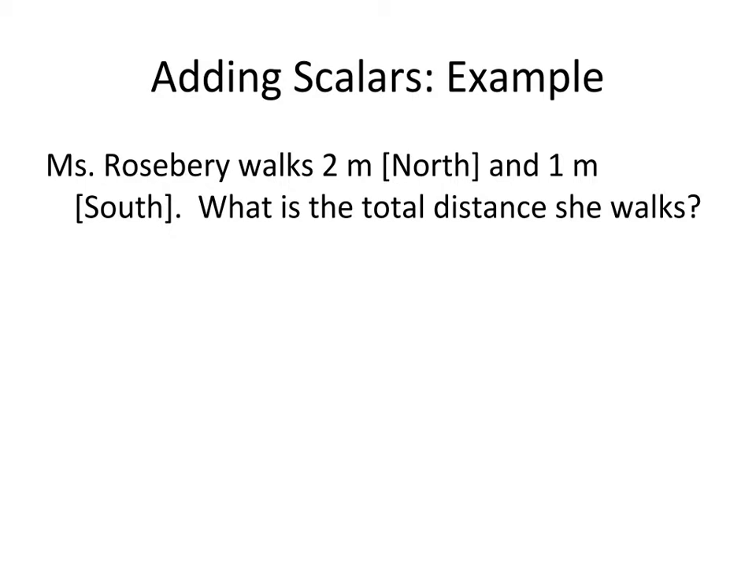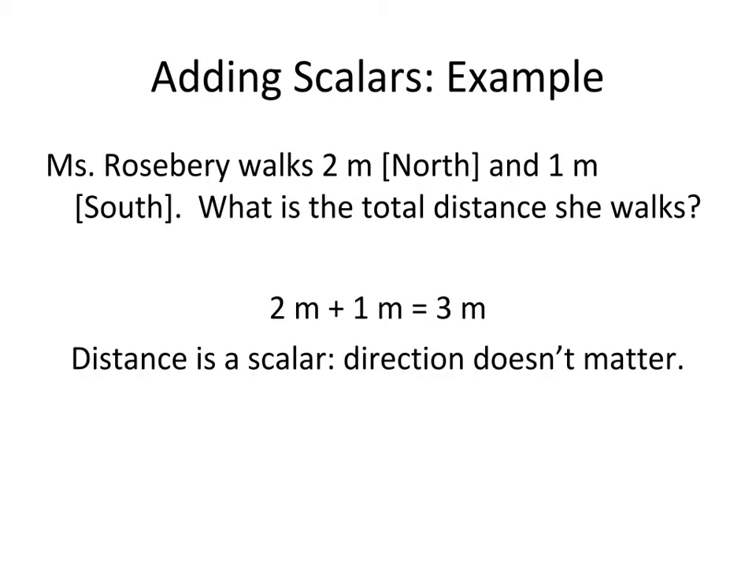Let's try adding some scalars. Ms. Roseberry walks 2 meters north and 1 meter south. What's the total distance that she walks? Well, since distance is a scalar, we do not incorporate her direction. So it doesn't matter that she traveled north for part of her trip and then south for the other part. We just add the magnitudes. So direction doesn't matter. It's just 2 meters plus 1 meter for a total of 3 meters for her total distance.